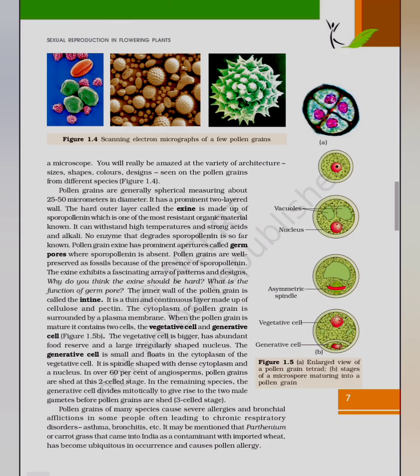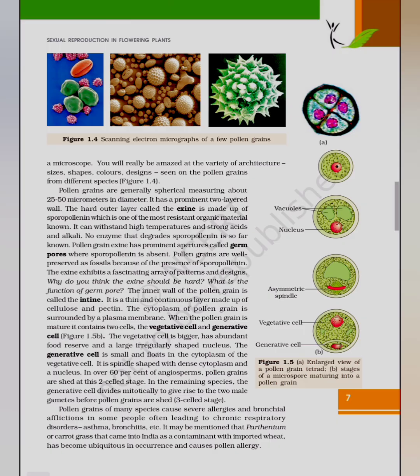It has a prominent two-layered wall. The hard outer layer called the exine is made up of sporopollenin, which is one of the most resistant organic materials known. It can withstand high temperature and strong acids and alkali. No enzyme that degrades sporopollenin is so far known. The pollen grain exine has a prominent aperture called the germ pore, where sporopollenin is absent. Pollen grains are well preserved as fossils because of the presence of sporopollenin.